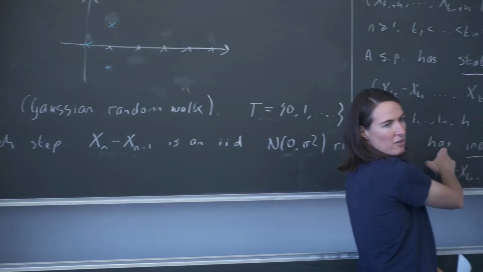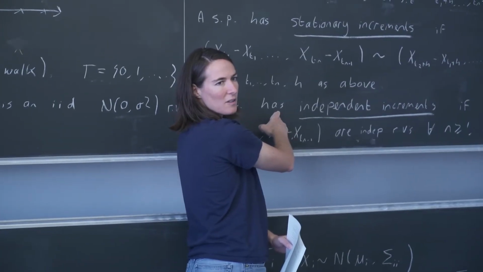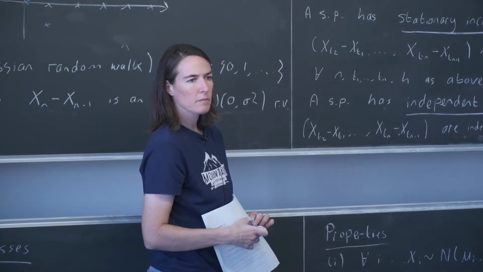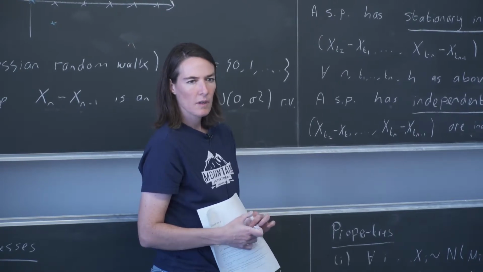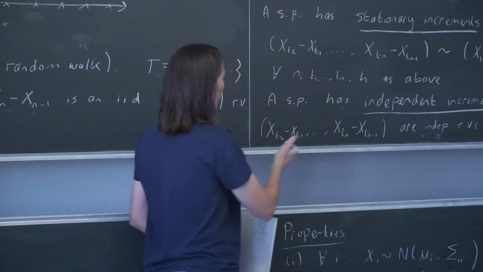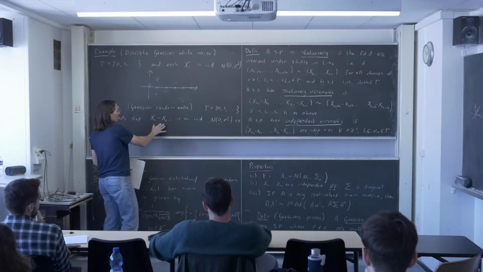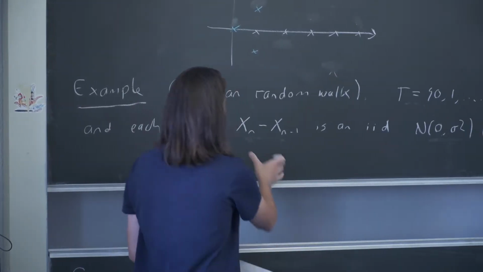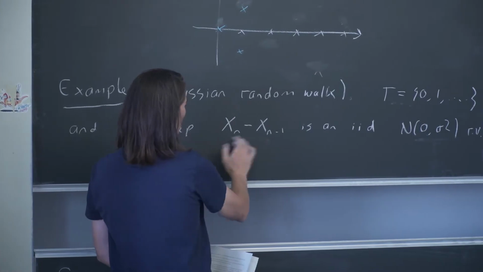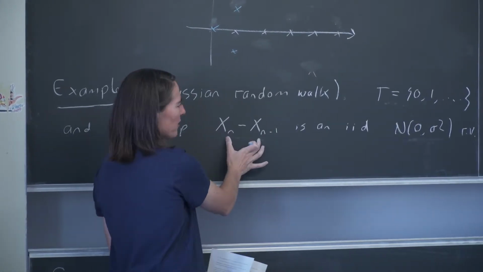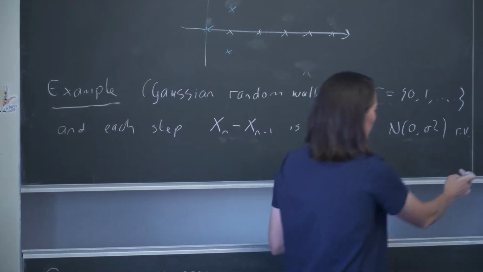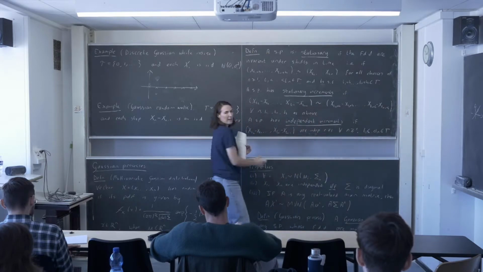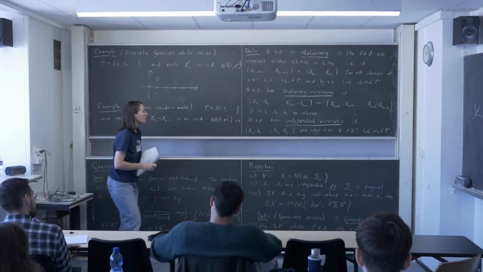And what about independent increments? Which ones have independent increments? Right, so they all do. The white noise does because everything's independent. With the random walks, the one-step increments are independent, and so if you take gaps between non-overlapping times, they're independent because they're sums of independent random variables.